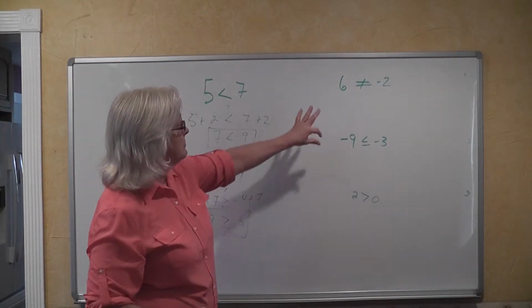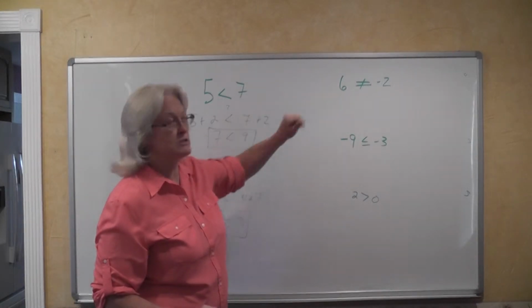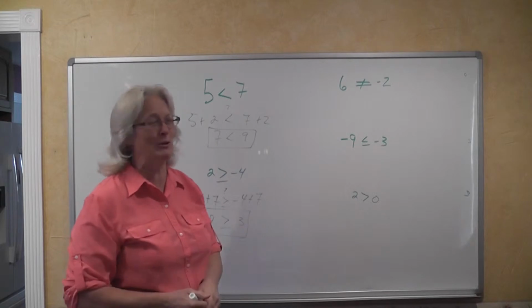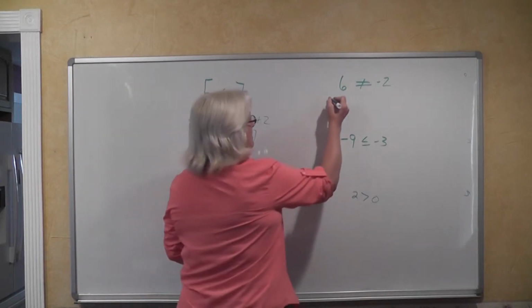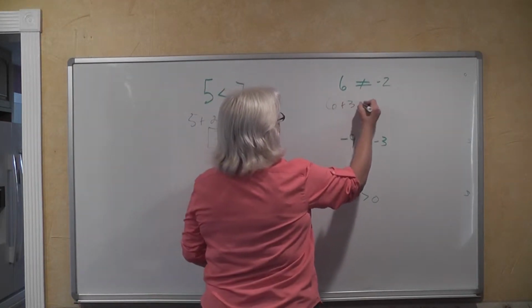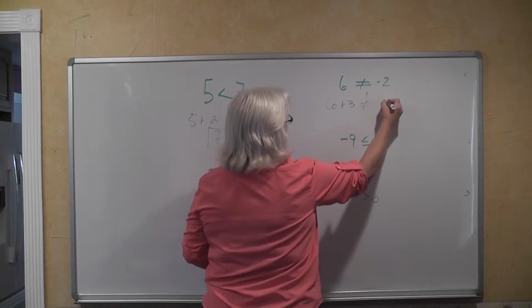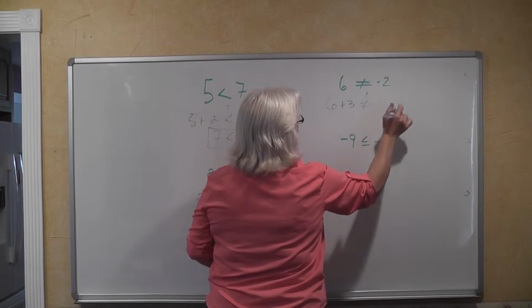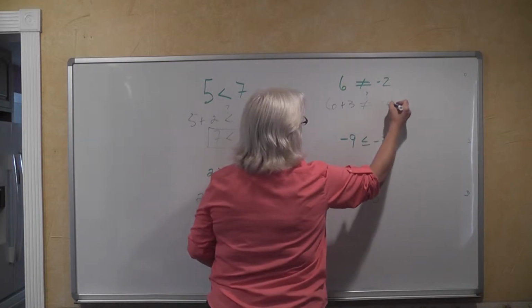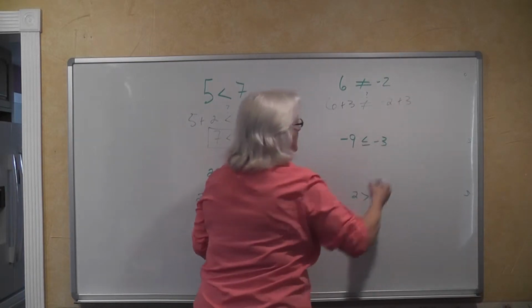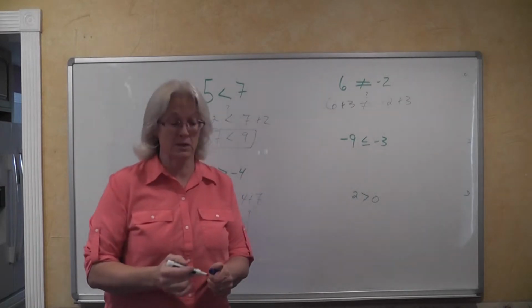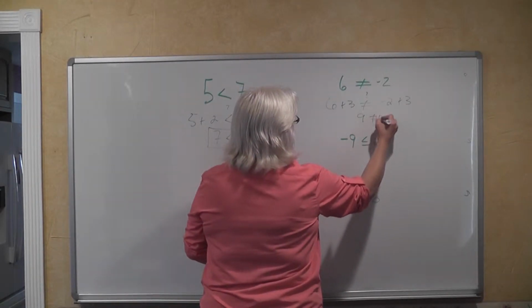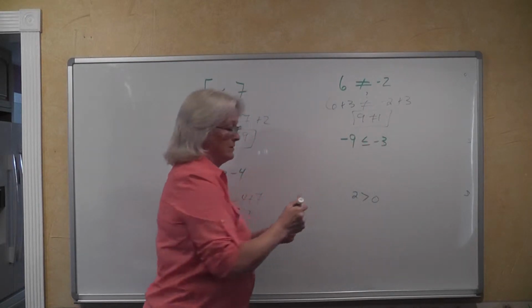Well, what about up here? 6 is not equal to a negative 2, and if anybody doesn't understand that, then we have a little bit of a problem. If we add 3 to both sides of that inequality, is it true that we still have not equal to? Well, yes, of course. 9 is not equal to 1. So that's a true statement.